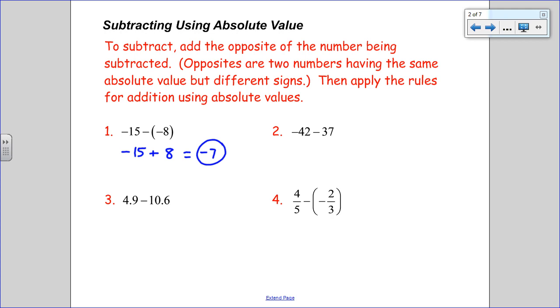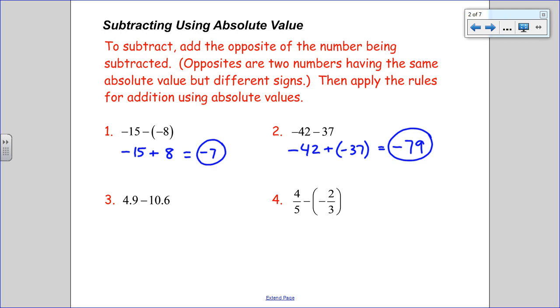Let's look at example number 2. Negative 42 minus 37. First, we'll rewrite this as an addition problem. Negative 42 plus the opposite of 37, which is negative 37. Now we are adding two numbers that have the same sign. Both numbers are negative. So we will add their absolute values, 42 plus 37, and then keep that negative sign to obtain an answer of negative 79.